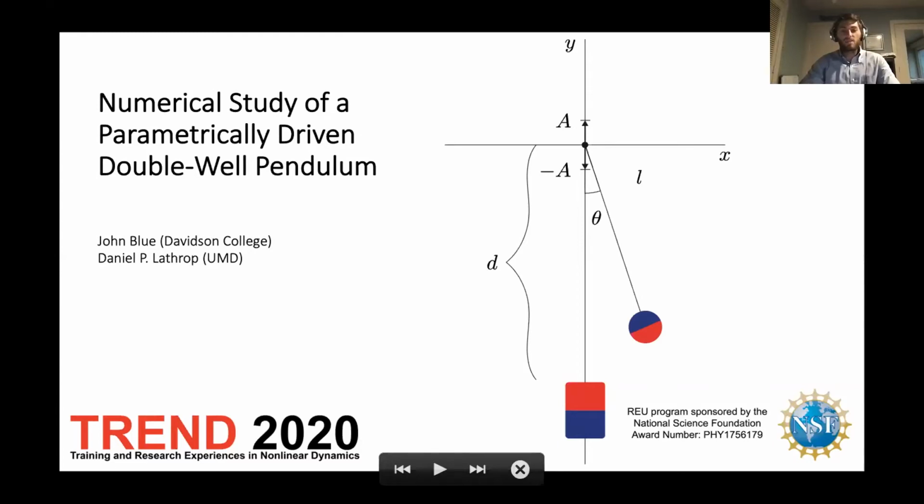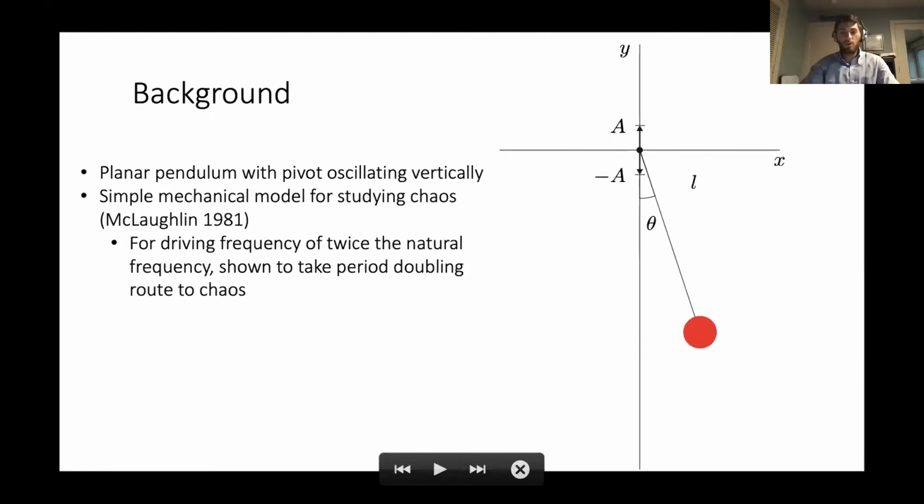My project was the study of what we're calling the parametrically driven double-well pendulum. In the diagram on the right, this is a damped planar pendulum where the pivot is oscillating vertically, and we've added a magnet to make the dynamics a little bit more interesting. The standard parametrically driven pendulum is the same system just without the magnet, and this is an early example of a simple mechanism that exhibited chaotic dynamics.